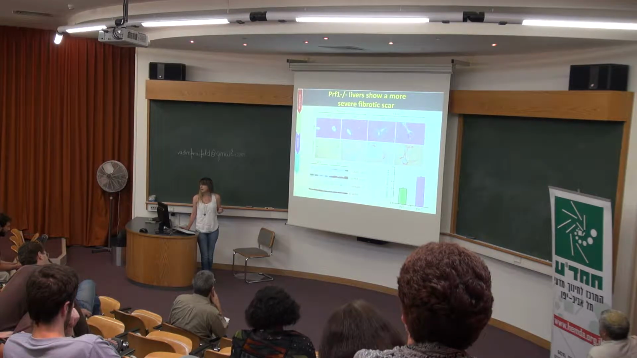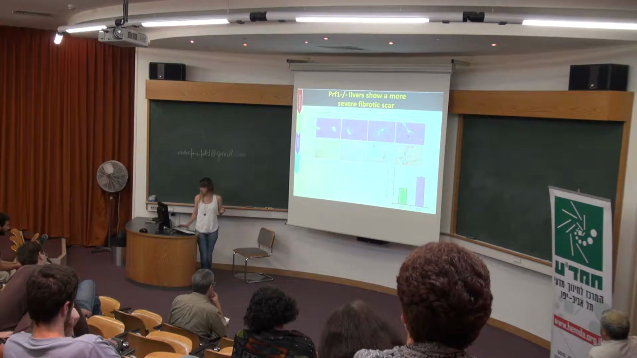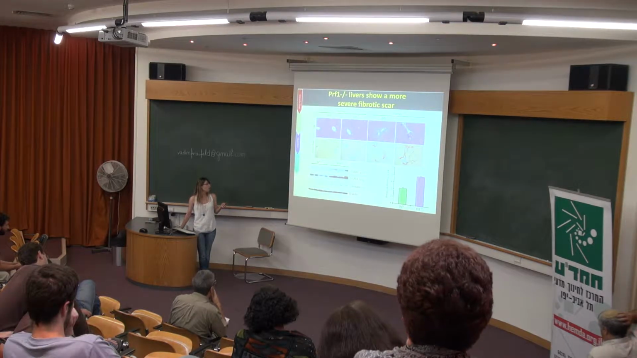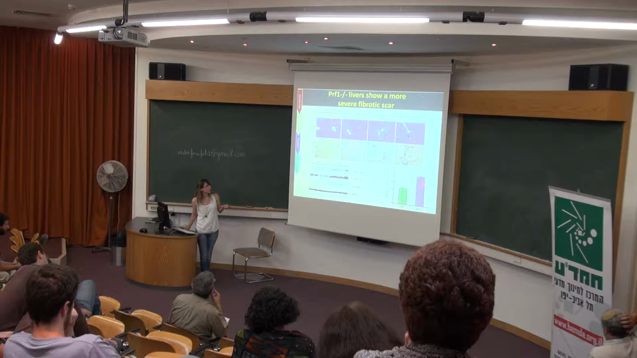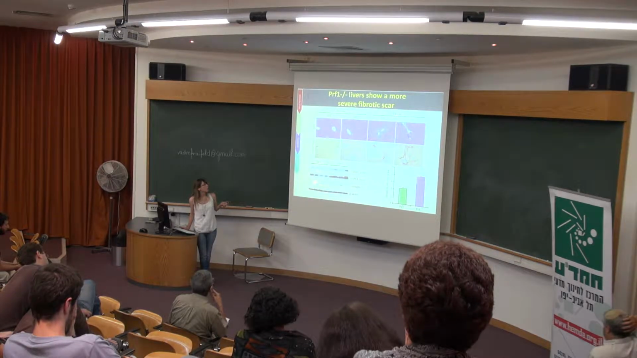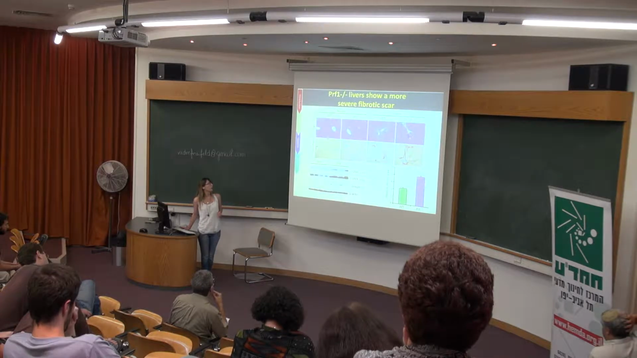So we induced liver fibrosis in peripherin mice. And what we found is that indeed there's an elevation in the scarring area, which is accompanied by expansion of the hepatic stellate cells.